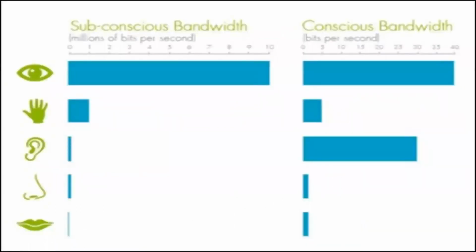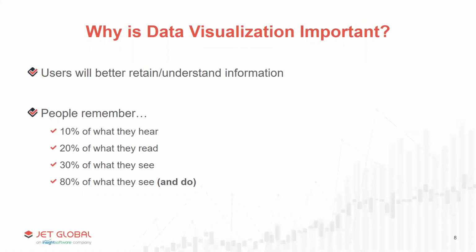Another example here of kind of how quickly we can process information. Obviously, our subconscious bandwidth, so that kind of quick bandwidth where you're seeing stuff, is going to be really tended towards visual information. And then as we get into that conscious bandwidth, still visual is going to always be very important, but some of the other senses will start being a little bit more important. So again, pretty clear, you're going to be able to process images very quickly, which is going to be why data visualization is important.